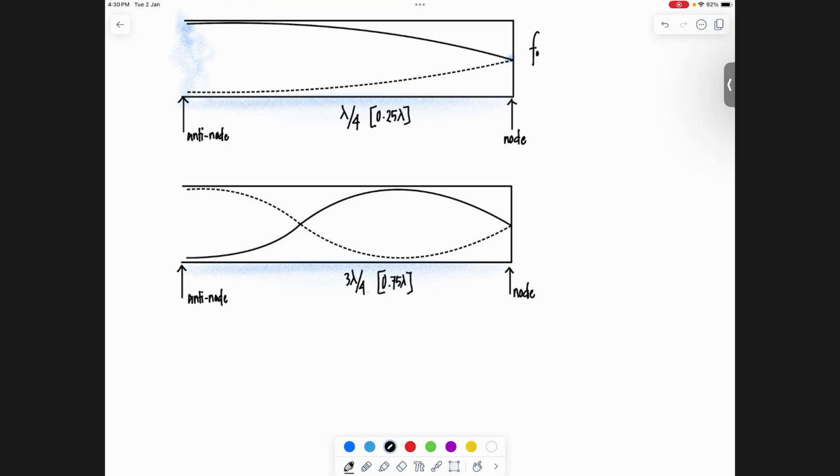Right, so can you help me out with what frequency would enable this? At which frequency would this form? If the original frequency is f naught, at what frequency would this form? 2. Sure. 3f naught.